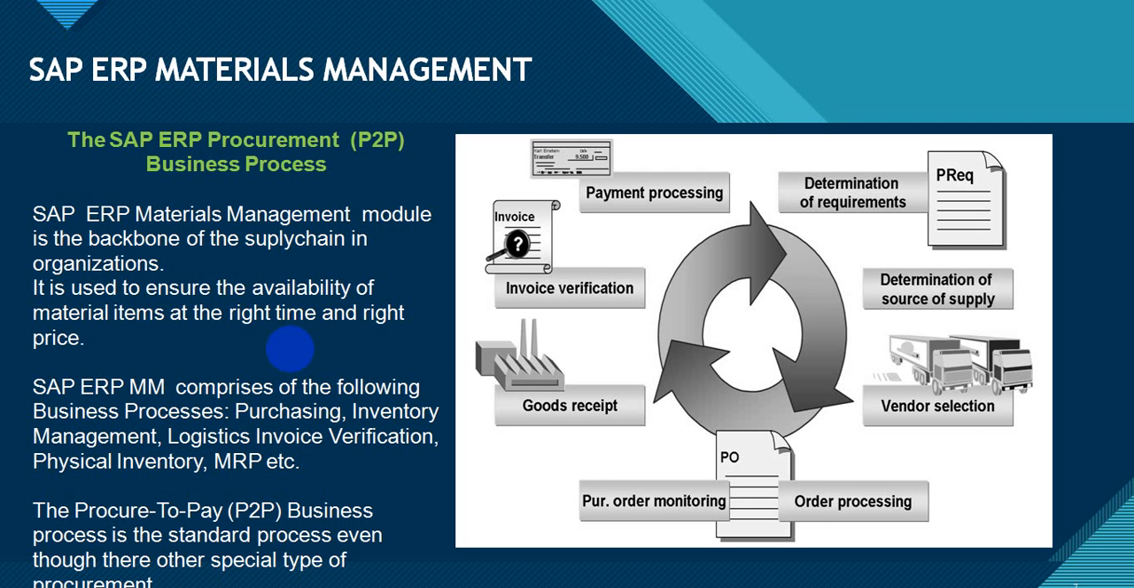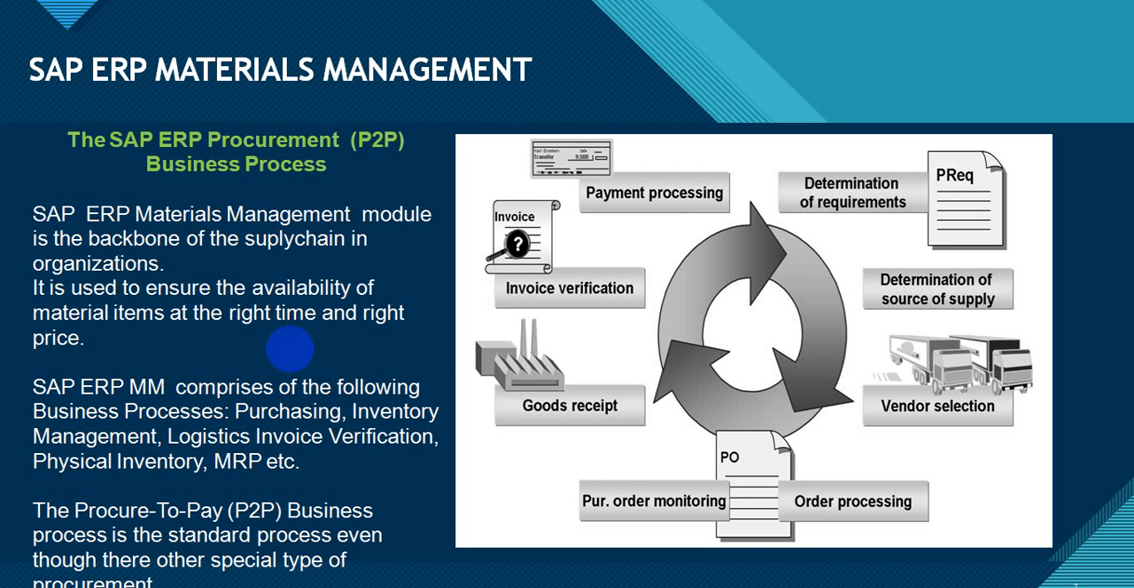Now, on the diagram here, you see the procurement process is usually triggered with the determination of requirements. All right, so when there is a need to purchase something, that becomes a requirement, and it is handled by a document called the purchase requisition document. So at that stage is where you use the purchase requisition document.